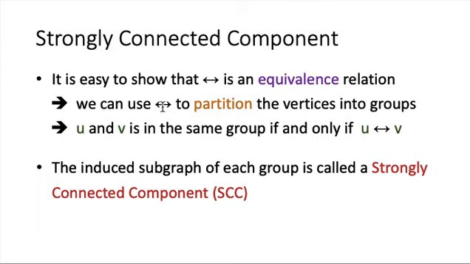Because of this, this relation can be used to partition the vertices into groups. More formally, each group is called an equivalence class. What do we mean by this? u and v will be in the same group if and only if u and v are mutually reachable. By looking at the induced subgraph of each group, we get a so-called strongly connected component.